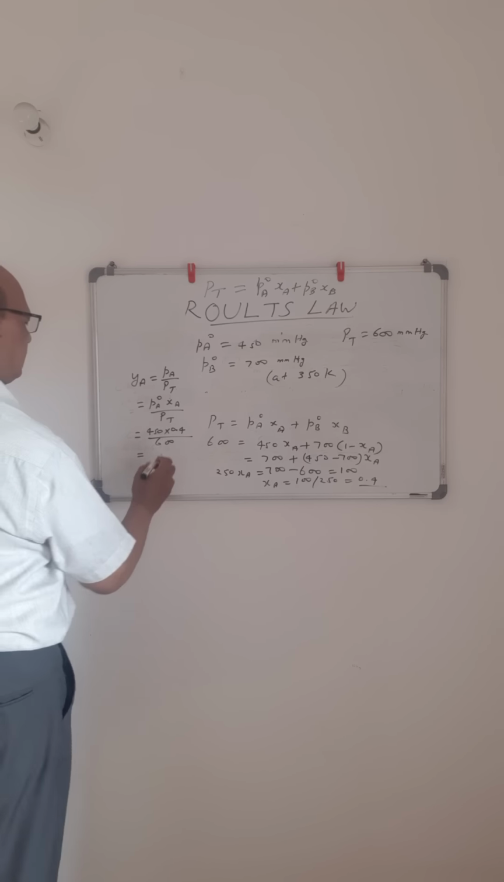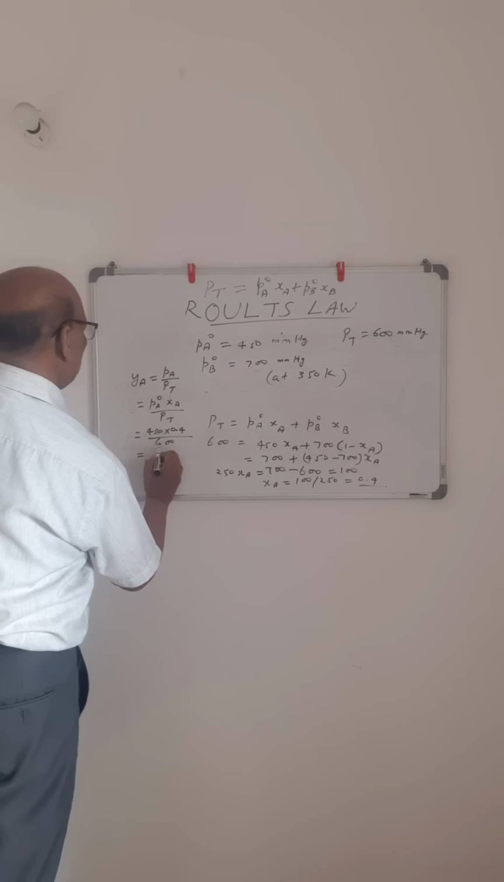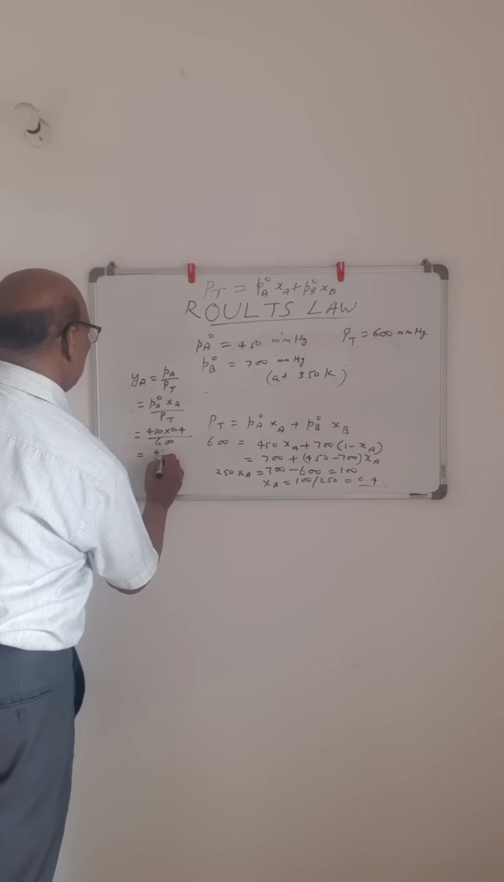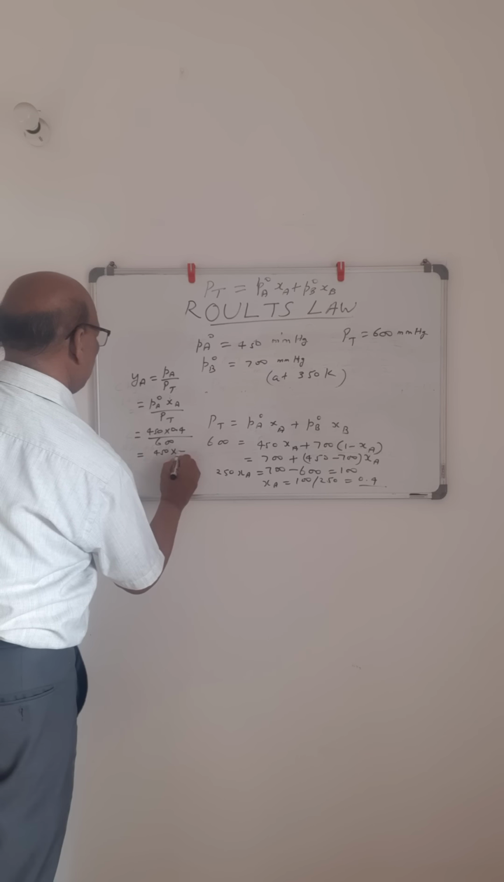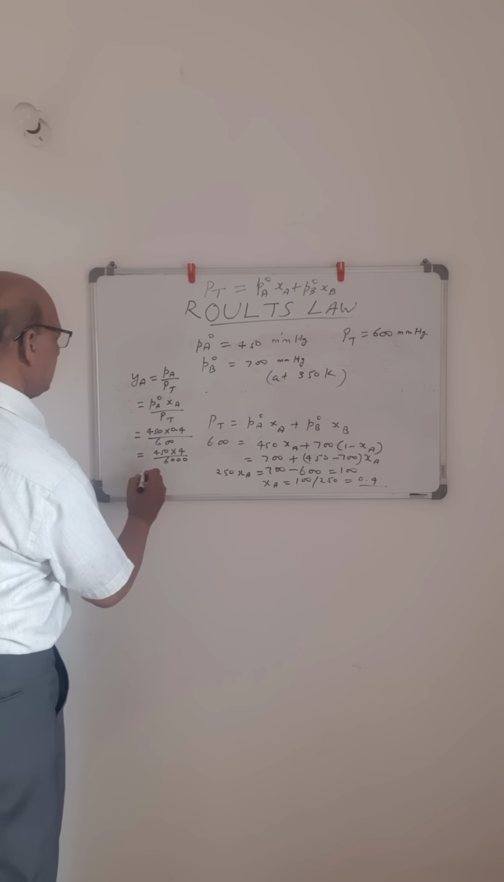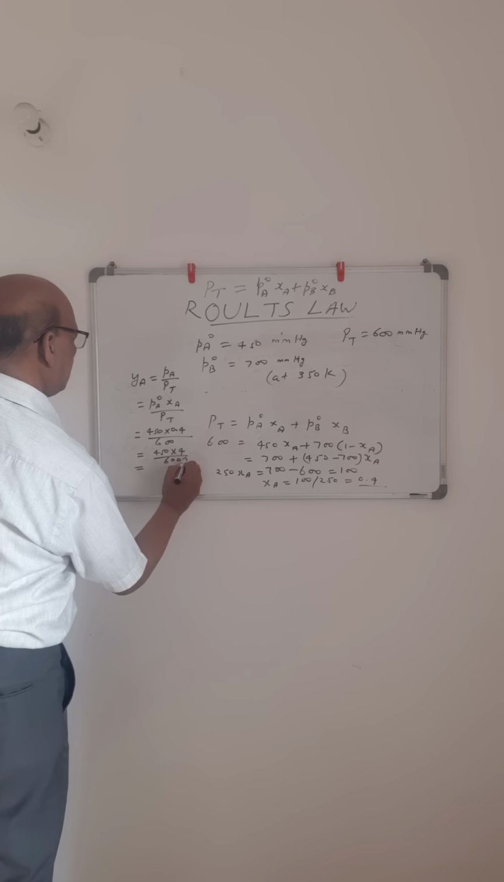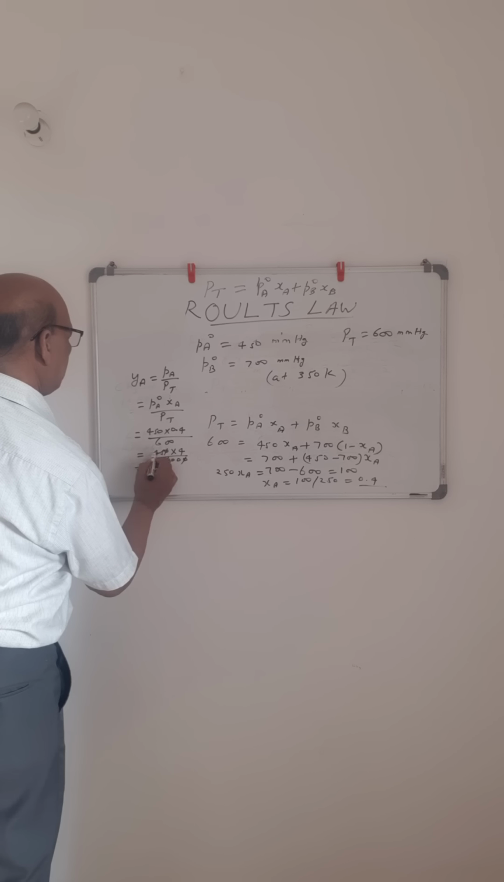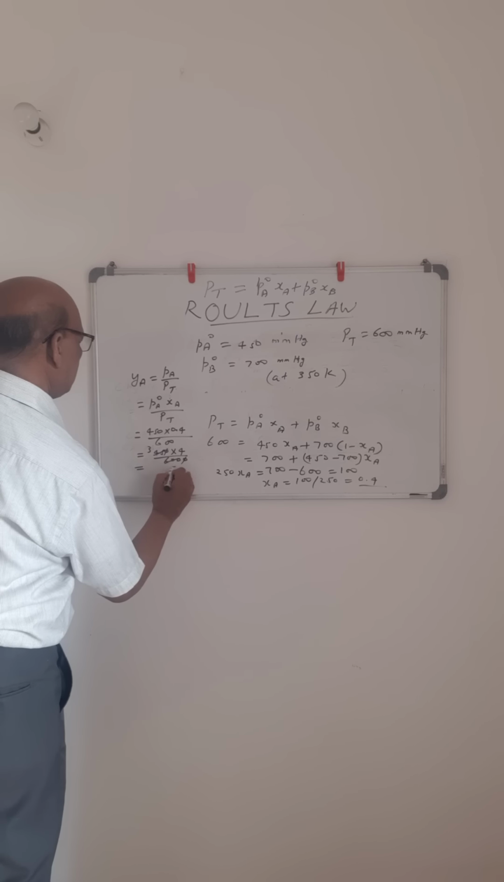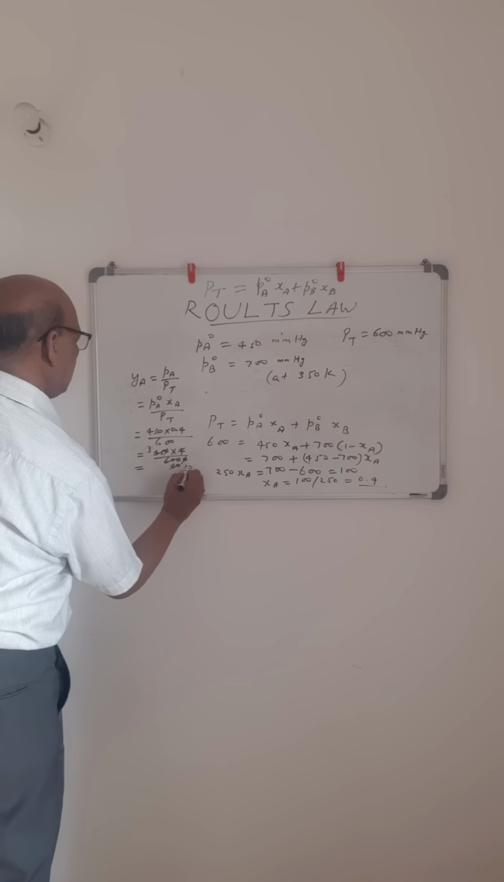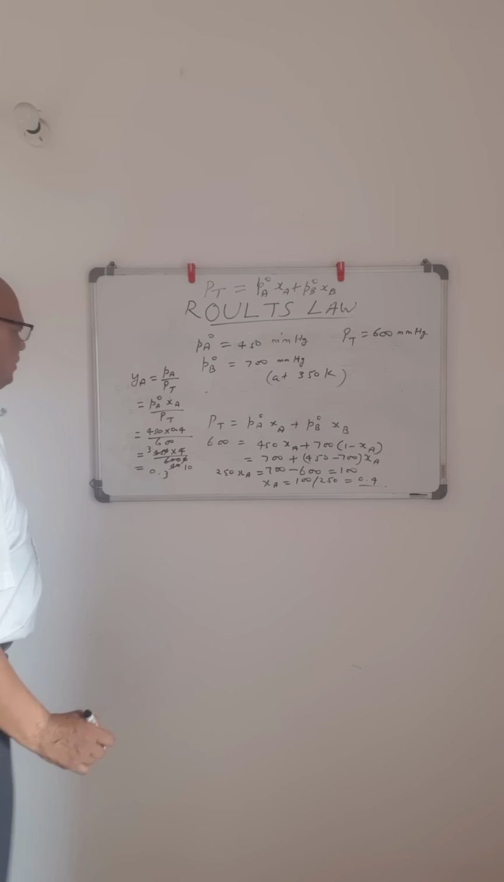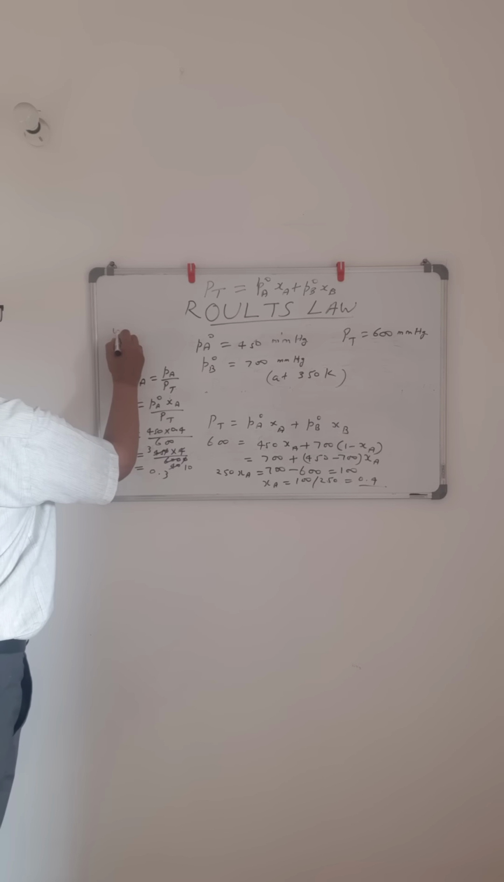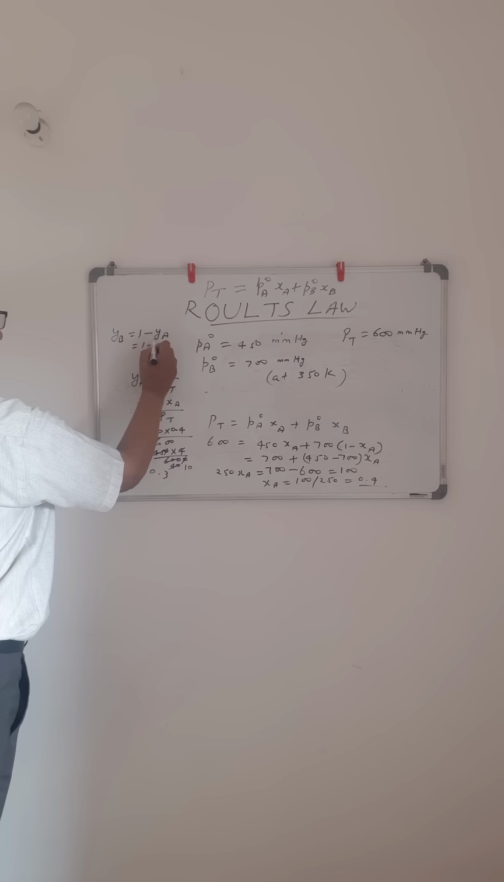So it will be how much? 450 into 4 divided by 6000. So this will be cancelled out, and it will come to 0.3. YA is 0.3, and what will be YB? YB will be 1 minus YA, that is 1 minus 0.3, so it will be 0.7.